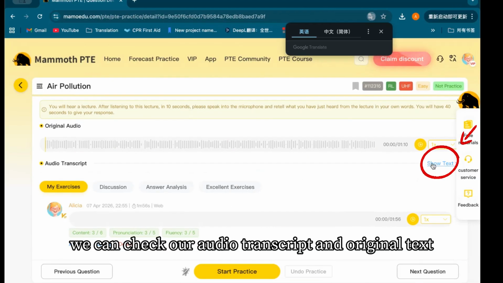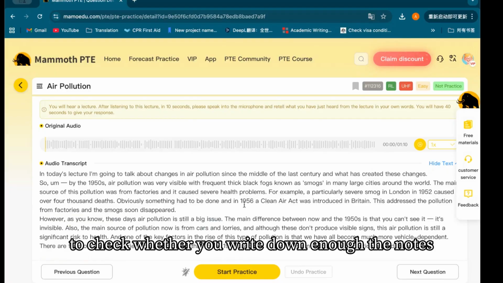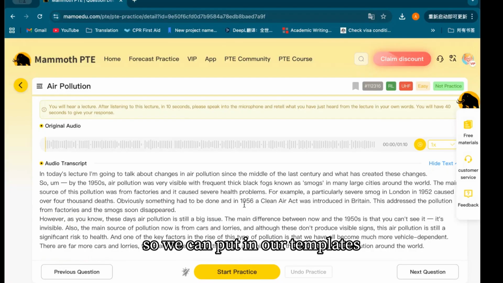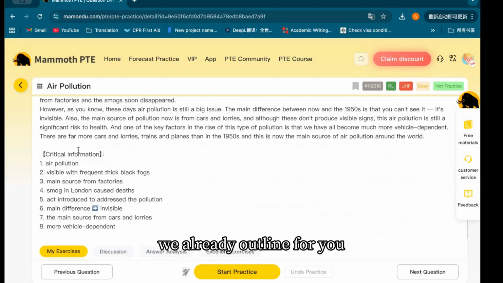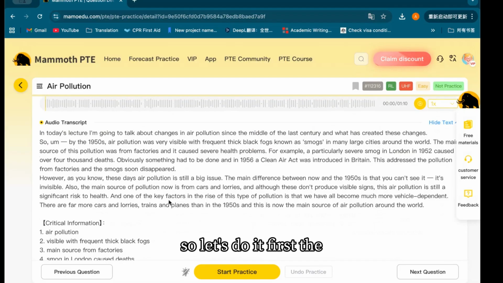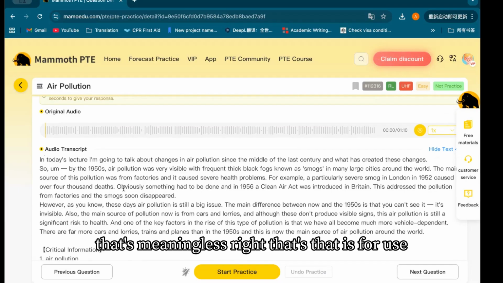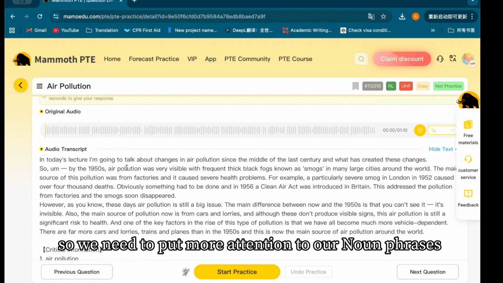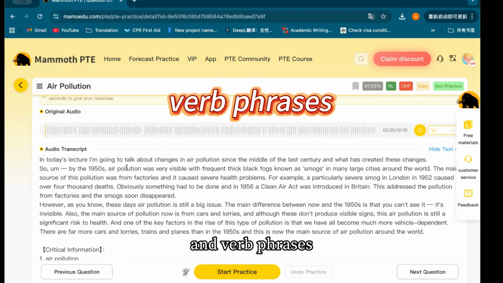We can check our audio transcript and original text to see whether you wrote down the notes, so we can put them in our templates and do this practice. Alright, some of the critical information we already outlined for you, so maybe you can check, but we still need to analyze the whole original text. So let's do the first sentence first. The first sentence says, in today's lecture, that's meaningless, right? That's not for use. So we need to pay more attention to our noun phrases and verb phrases.